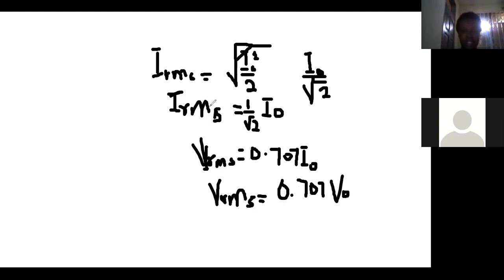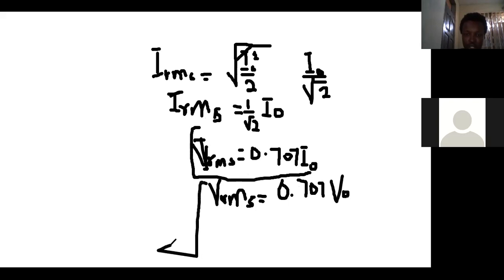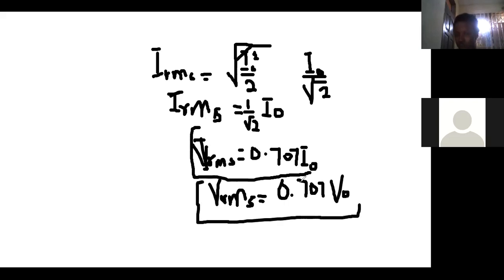So the relationship between the root mean square current and the peak current is this. And the relation between the root mean square voltage and its peak voltage is this. And they are constant. So let's just do some examples.